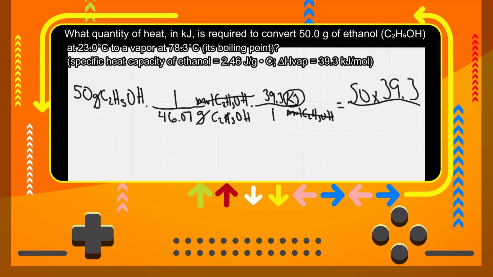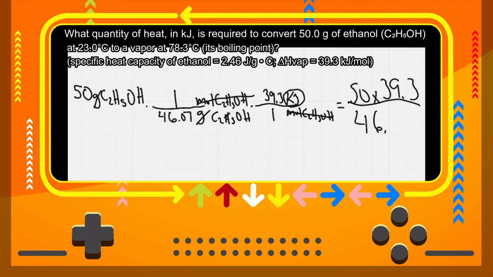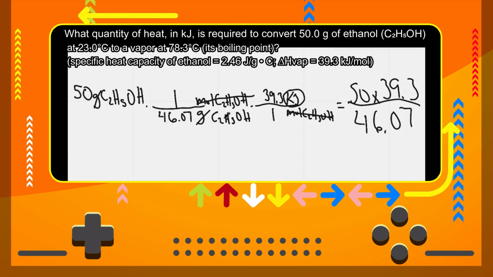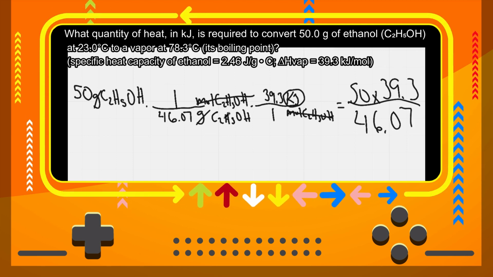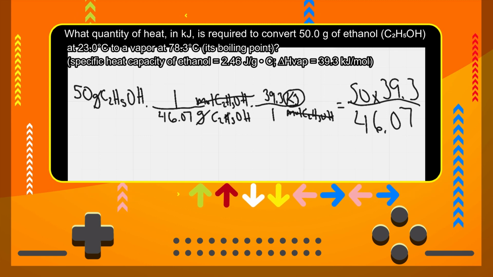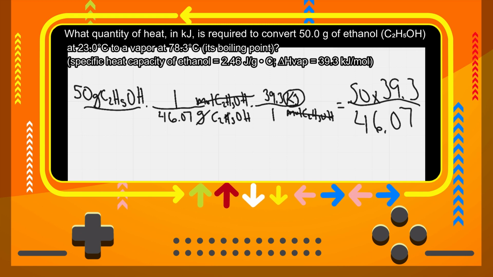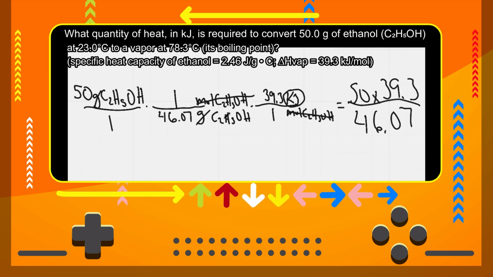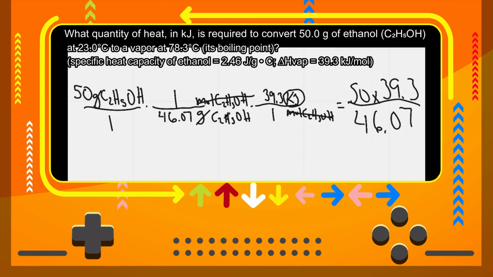Okay, so 50 times 39.3 divided by 46.07, right, as my denominator. So essentially I multiply across. So I'm going to multiply all my numerators across, right? Boy, I'm giving y'all a mini lesson in dimensional analysis right now. So this is my numerator, denominator on the bottom, right? We understand this over 1.